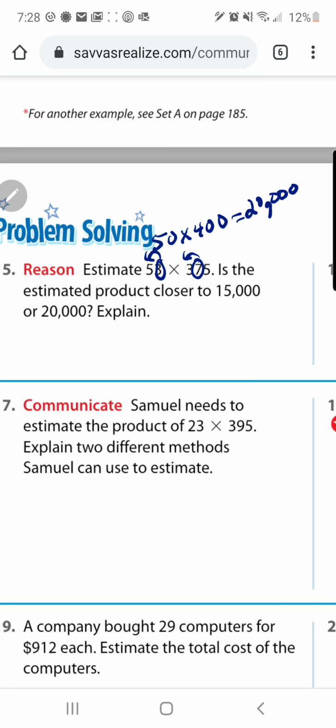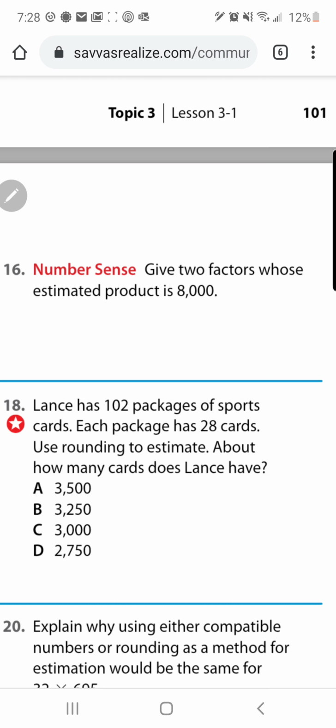Okay, let's go on to number 6. Number 6 says give 2 factors whose estimated product is 8,000. Well, the question is here, what could you multiply? What 2 numbers can you multiply times each other to get that 8? Well, it's easy because you know that 2 times 4 gives you 8. So now all you have to do is remember that in your product, you have to have 3 zeros.